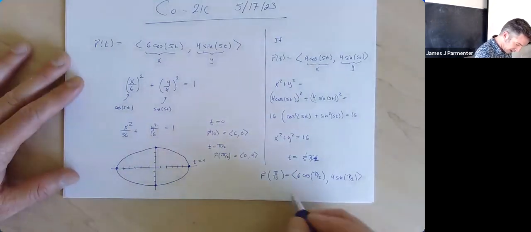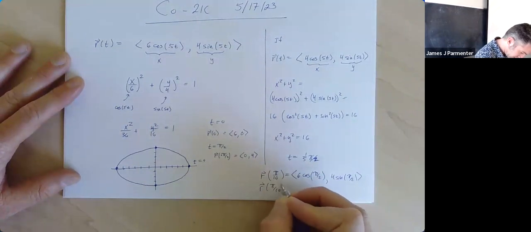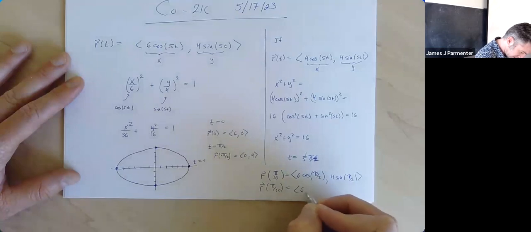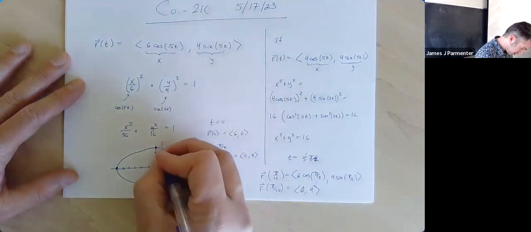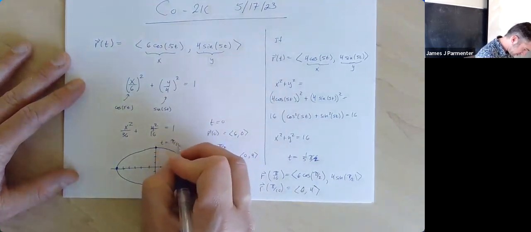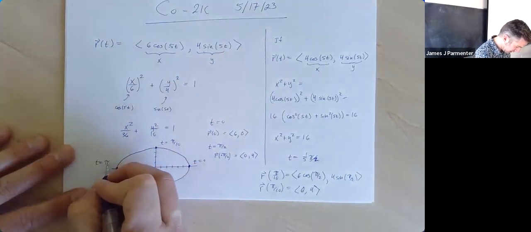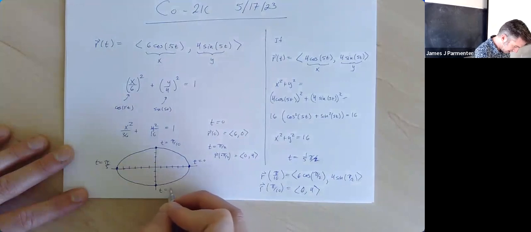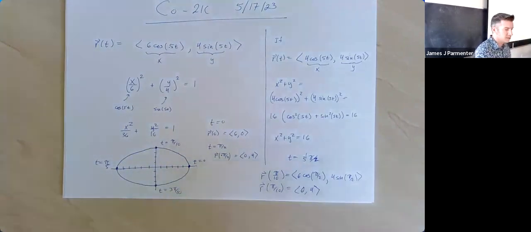But here, if we plug in pi over 10, we get just 6, 0 as well. Sorry, 0, 4, apologies. So yes, here's t equal to pi over 10. And then I imagine this would be t equal to pi over 5, and t equal to 3 pi over 10, so on and so on, around and around and around.